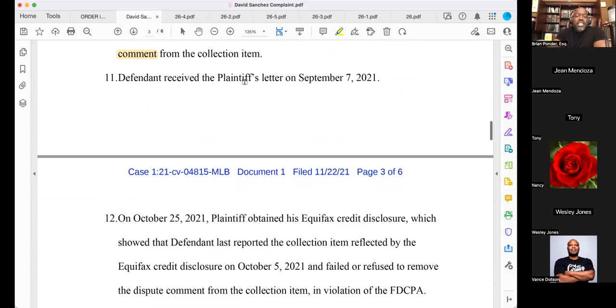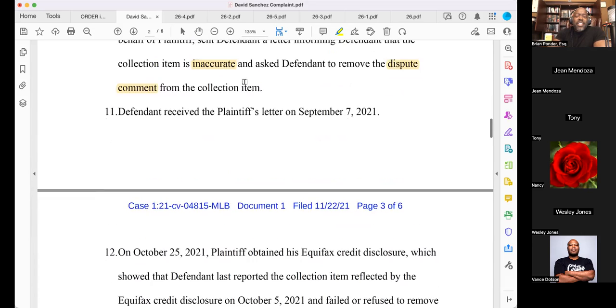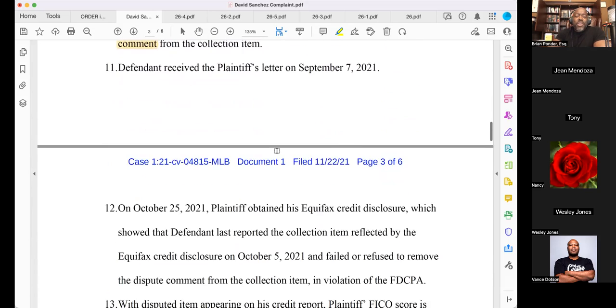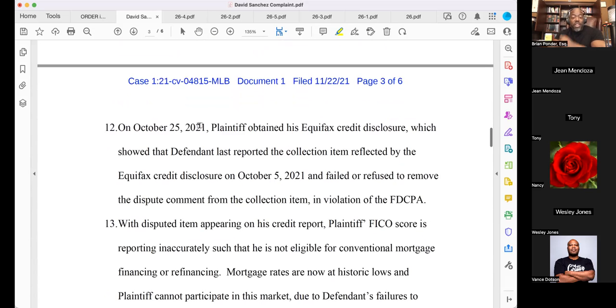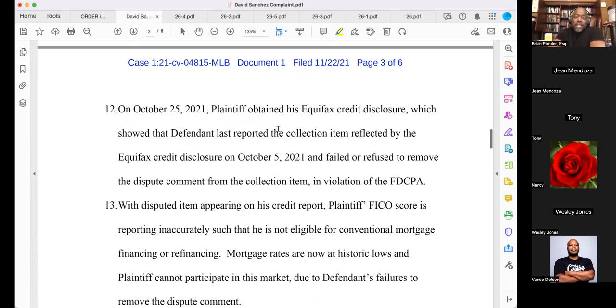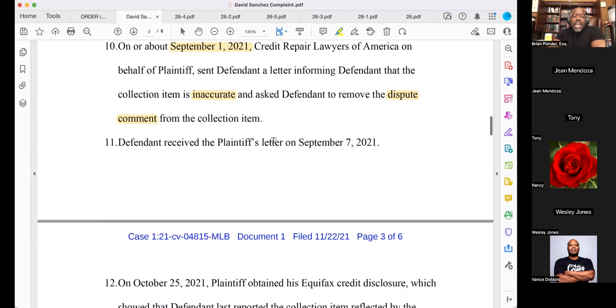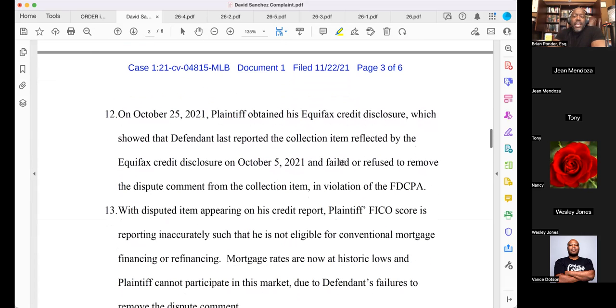All right. Defendant received the letter September 7th. It was sent on the 1st, received on the 7th. On October 25th, 21, plaintiff obtained his Equifax credit disclosure, which showed that defendant last reported the collection item reflected on October 5th, which is after September 5th, and failed or refused to remove the dispute comment from the collection item in violation of FDCPA.